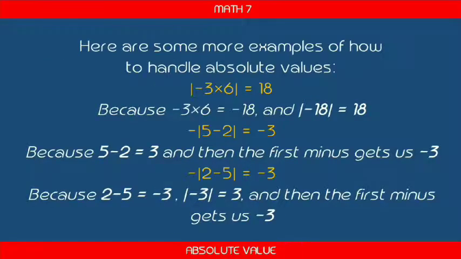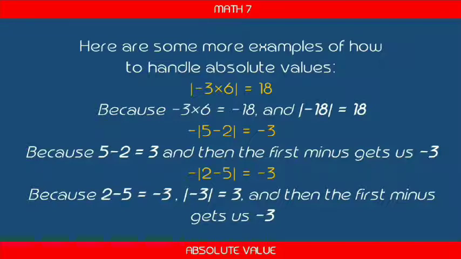Here are some more examples of how to handle absolute values. First, the absolute value of negative 3 times 6 is equal to 18, because negative 3 times 6 is equal to negative 18, and the absolute value of negative 18 is 18.